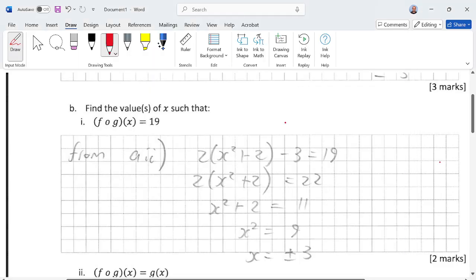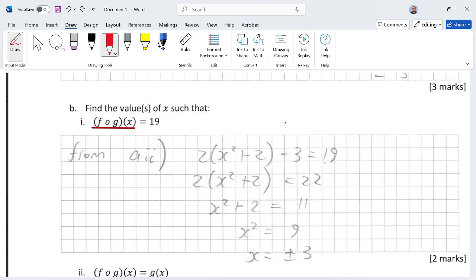Okay, just a couple of quick questions here from the practice test. First, we have: find the values of x such that f of g of x equals 19. Now, we've already found f of g of x in part 2. That's this here, 2 times (x squared plus 2), and then take away 3. That whole thing there is f of g of x. And what we're doing is we're going to find the values of x when it equals 19.